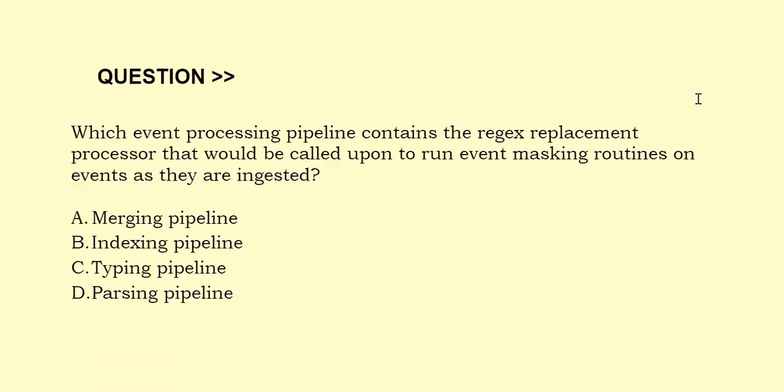The correct answer is option C. Our next question is, which event processing pipeline contains the regex replacement processor that would be called upon to run event masking routines on events as they are ingested? Option A, merging pipeline. Option B, indexing pipeline. Option C, typing pipeline. Option D, parsing pipeline.